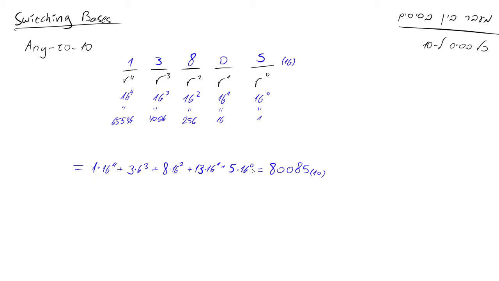And we just put this calculation into the calculator, and we get the following number, which is 80,085. And we can write it down in base 10 because, again, we know what it means in base 10.